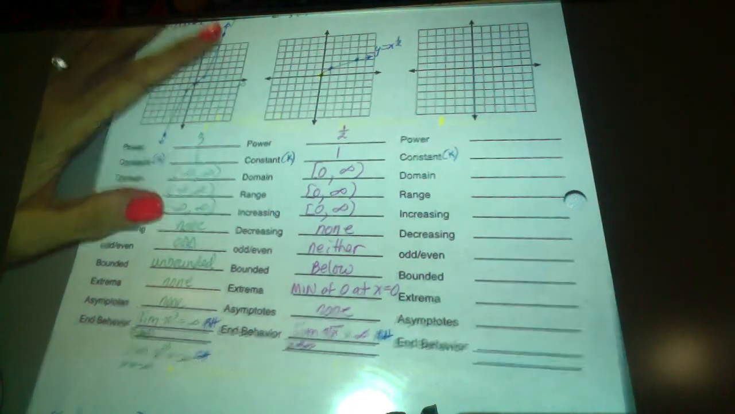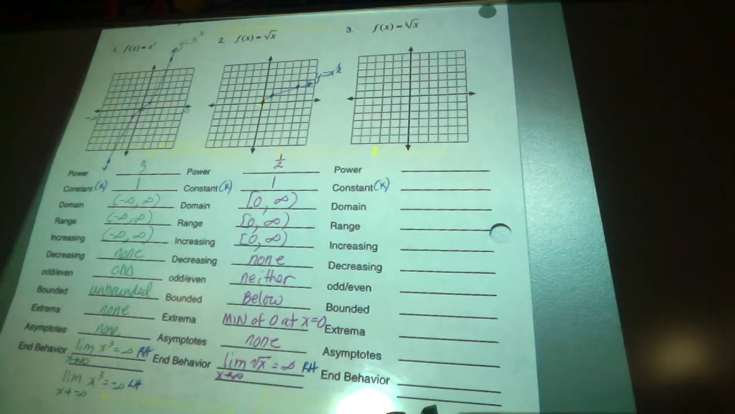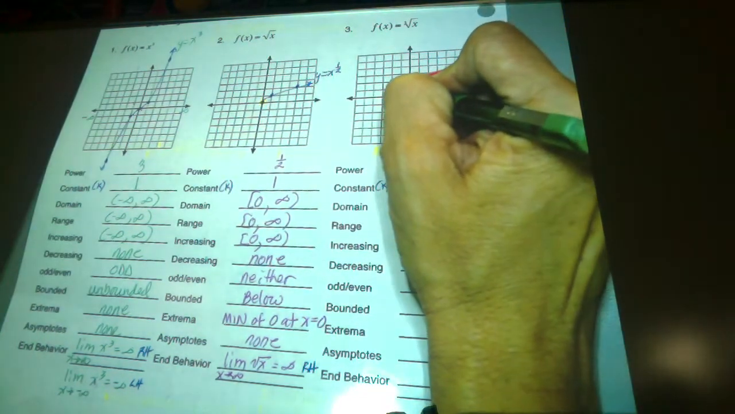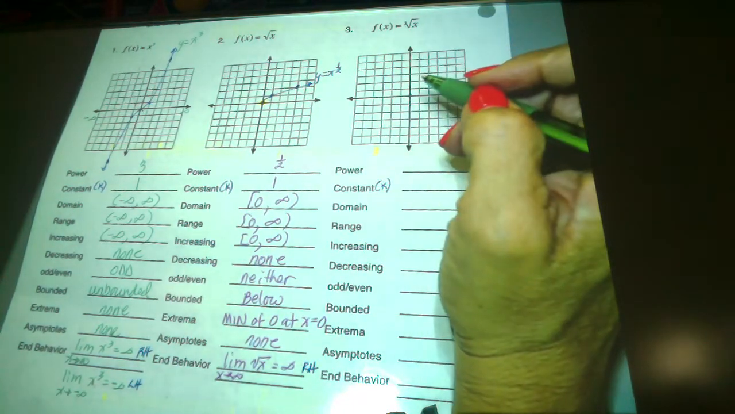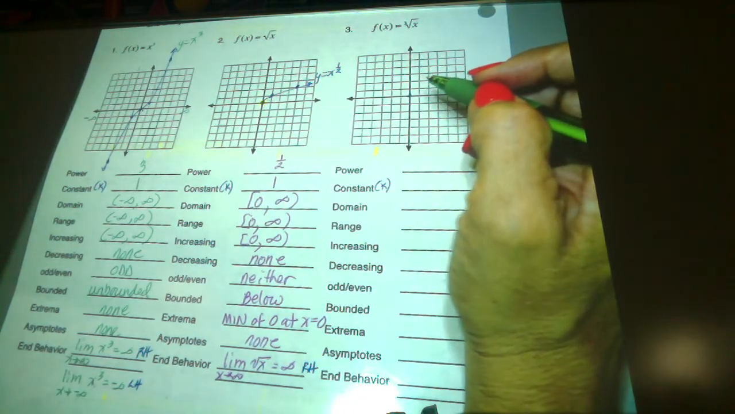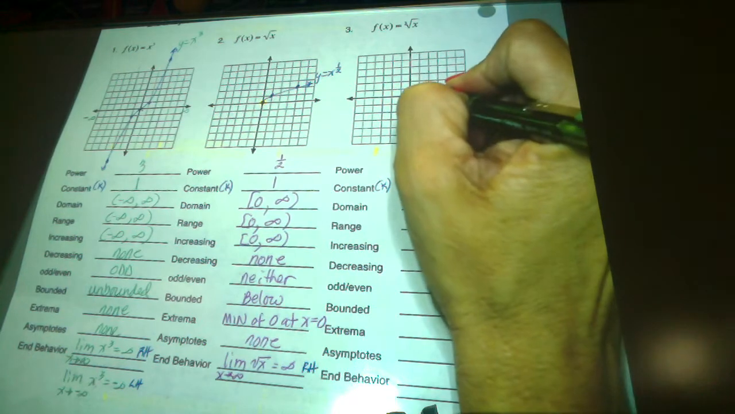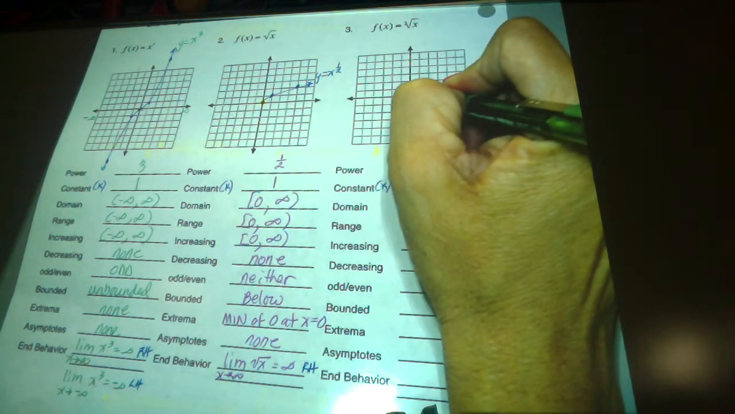Last one. Cube root of x. Interesting one to graph. You haven't graphed this one before, but you can graph it. So let's think about this. Can I take the cube root of 0? Yeah, so what's the cube root of 0? 0. 0 is its own cube and its own cube root. Same thing with 1. What's the cube root of 1? 1.